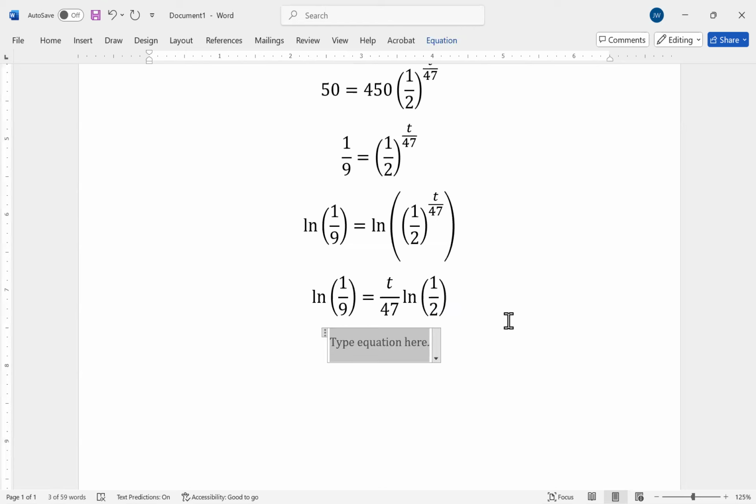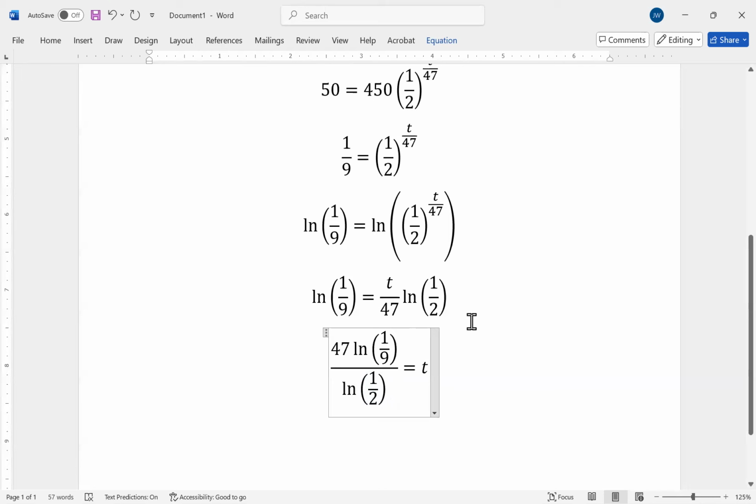I would divide both sides by the natural log of 1/2, and then I'd multiply by 47. That would give me 47 times the natural log of 1/9 divided by the natural log of 1/2 is equal to t. Hopefully that makes sense. Divide both sides by natural log of 1/2 and then multiply by 47.